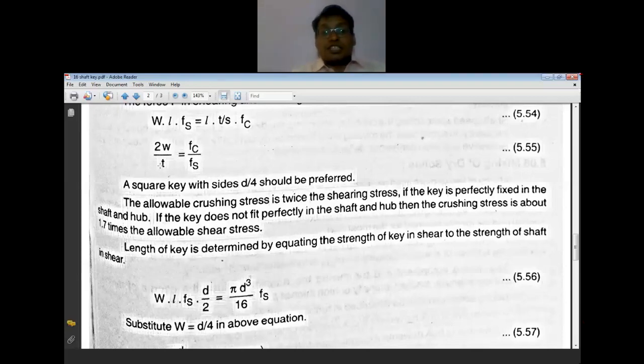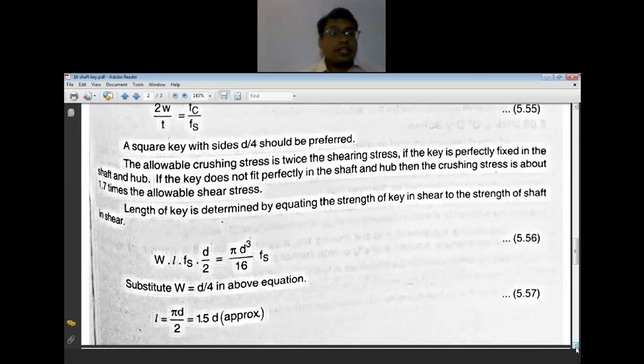Now the allowable crushing stress is twice the shearing stress. Now where will it come? When W is equal to D by 4, if the key is perfectly fixed in the shaft and the hub. If the key does not fit perfectly in the shaft and hub, then the crushing stress is about 1.7 times the allowable shear stress. The allowable crushing stress is twice the shearing stress when it is a square key.